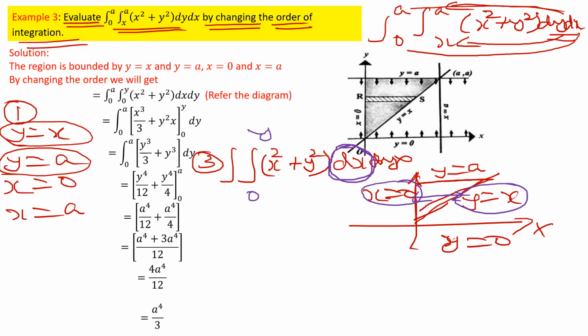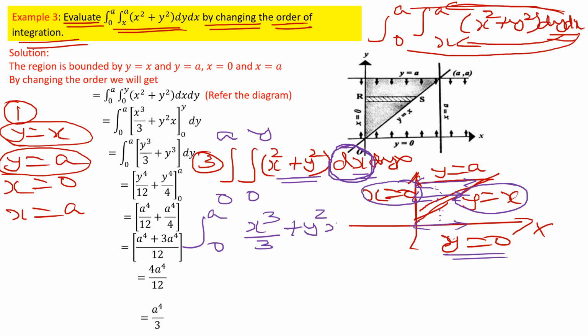Then slowly if I move down the strip, it will land here. So here y equal to 0, lower limit. If I take the strip up, it will land here. Here y equal to a. And then we keep the outer limit as it is and integrate with respect to x. So integration of x power 2 will give you x power 3 by 3. Integration of y power 2 will give you y power 2, x from 0 to y, dy.